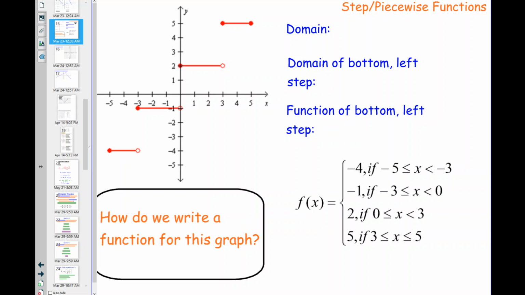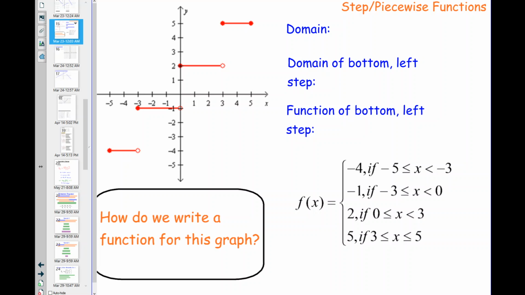So this slide says how do we write this function for the graph, but they've already done that for you. So I'm not too worried about writing this one, but I do want to look up here at these questions where it says the domain, and then the domain of the entire function, the domain of a piece, and then the function of that same piece. So let's start with the overall domain.